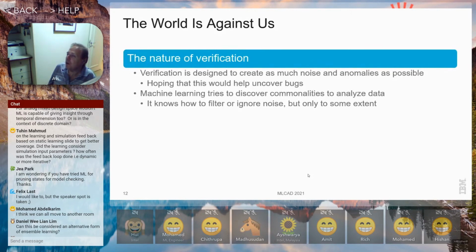Machine learning tries to discover commonalities, to generalize by analyzing the data, and it knows how to ignore noise, but only to some extent. And I believe that the noise that verification can create can be much stronger than the level of noise that machine learning, or at least the machine learning that we tried, can handle. And therefore, any verification task that tries to analyze and understand what happened in a run is going to suffer from this kind of bad effect.